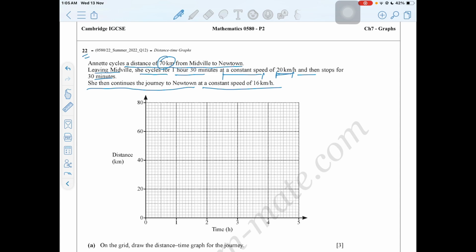Let's just calculate for how many hours she will travel. Leaving Midvale, she cycles for 1 hour 30 minutes at a constant speed of 20 kilometers per hour. So 1.5 multiplied by 20 gives the distance she has traveled, which is 30. So in 1.5 hours, she has traveled 30 kilometers. So this is it. Let's just draw this line.